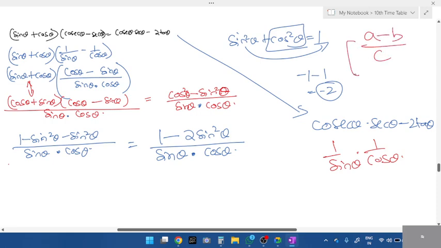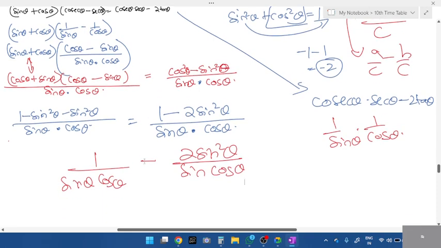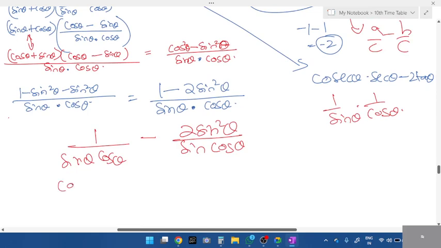If I split this, divided by, split this, 1 by cos theta minus sin theta into cos theta. What's the answer for this? Cosec theta. Okay, they've given a tough question. Sec theta minus, how many sin get cancelled? 1. What is sin theta by cos theta? Tan theta, so 2 tan.